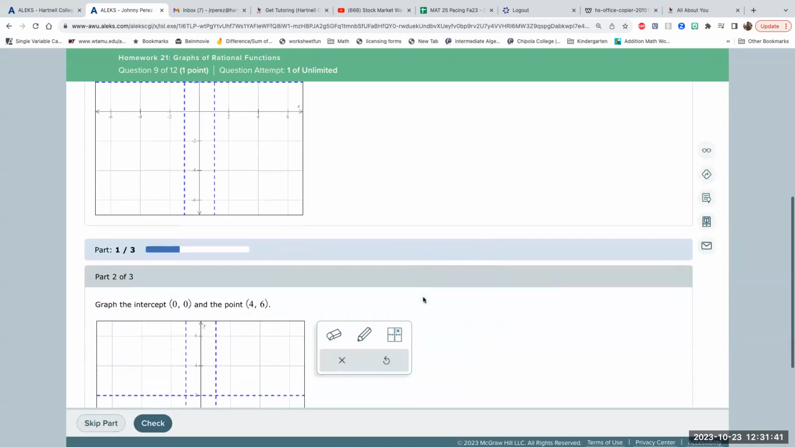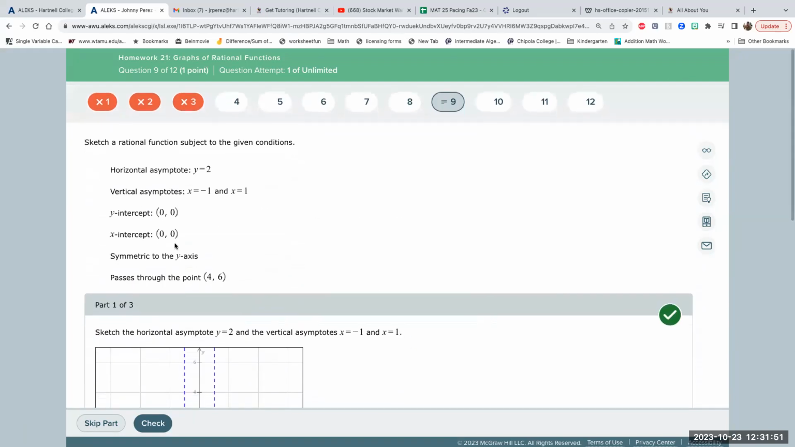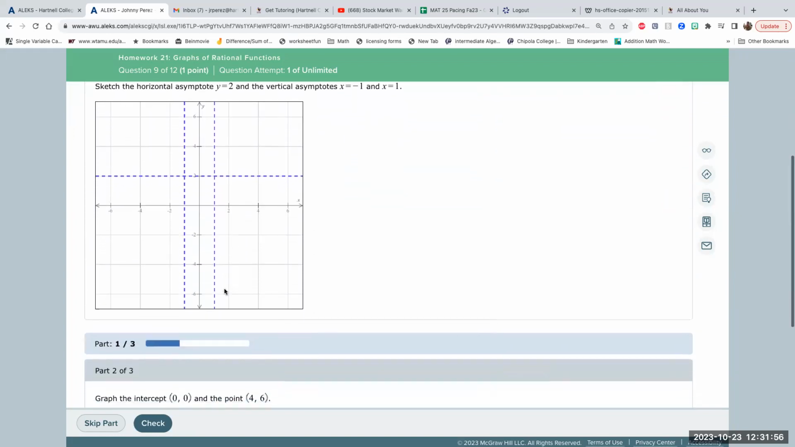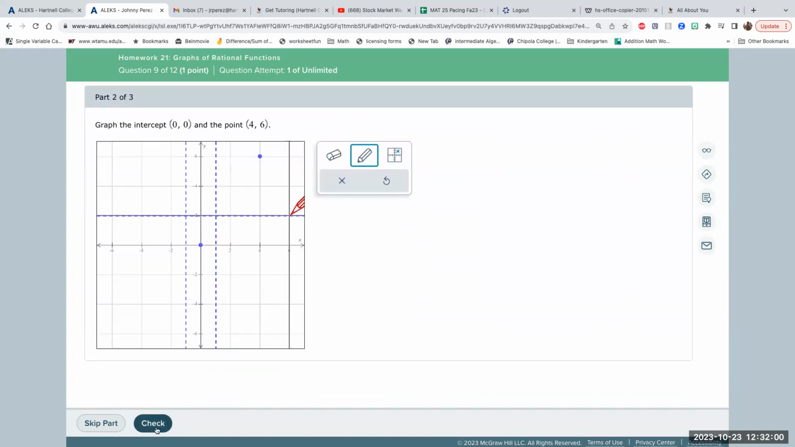For part 2, now they want you to throw in the points. So throw in 0, 0, boom, and 4, 6. Remember, those are the things that they give you, these initial conditions here. So those are my points. Hit check.